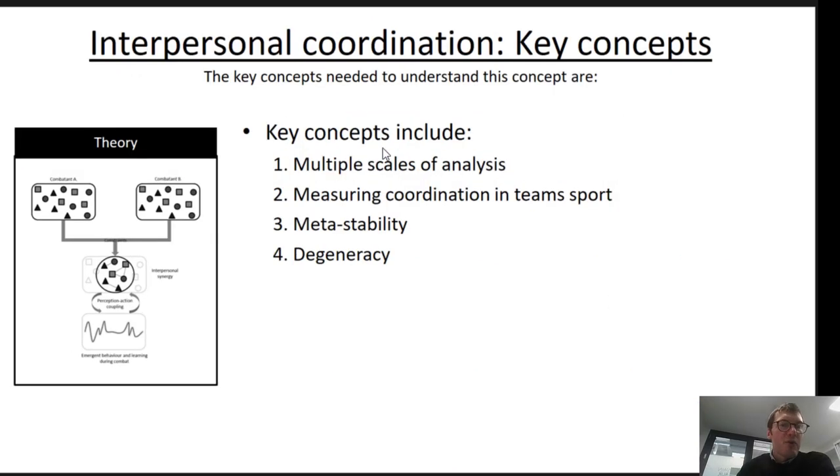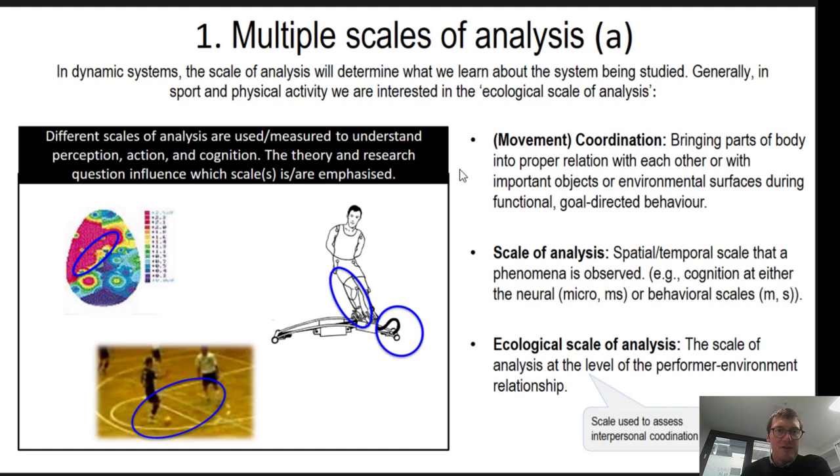Okay, so these are the four main concepts that we're going to touch on for interpersonal coordination. The first is this idea of multiple scales of analysis. This is a concept used in dynamical systems to determine the level at which we're trying to study the system. In sport and physical activity, in therapy, we're generally interested in an ecological scale of analysis. This is the scale of analysis between the individual and their environment.